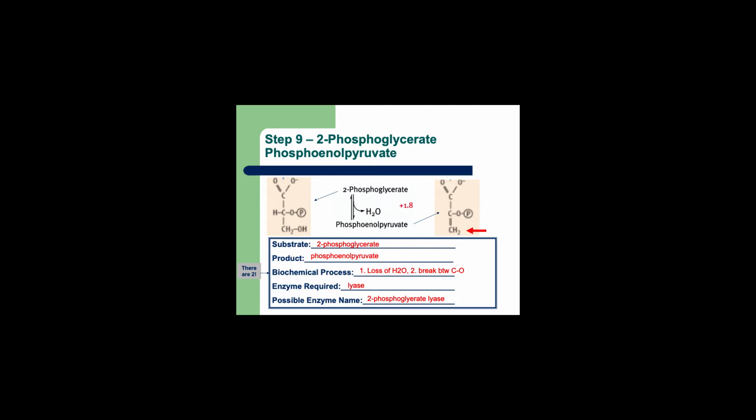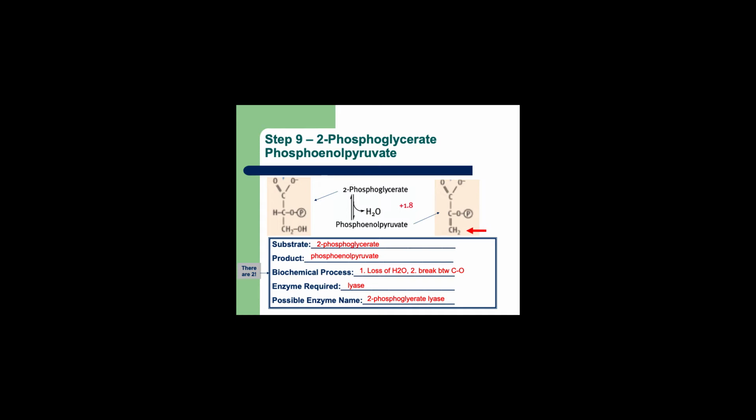The first one is a loss of water, and the second one is not as intuitive, but it's a breaking of a carbon-oxygen bond. And so you can see this. I've indicated it with a red arrow. So on the left, we see that there's a hydroxyl group on the 3rd carbon. And on the right molecule, we see that that hydroxyl group is gone. So we see that the bond between the carbon and the oxygen is broken to release the water, and therefore it's a breaking between the carbon-oxygen bond.